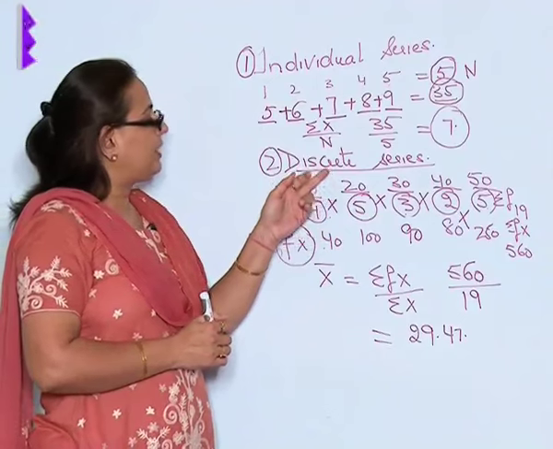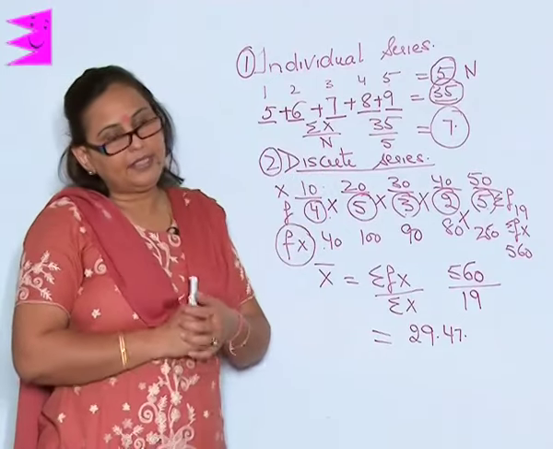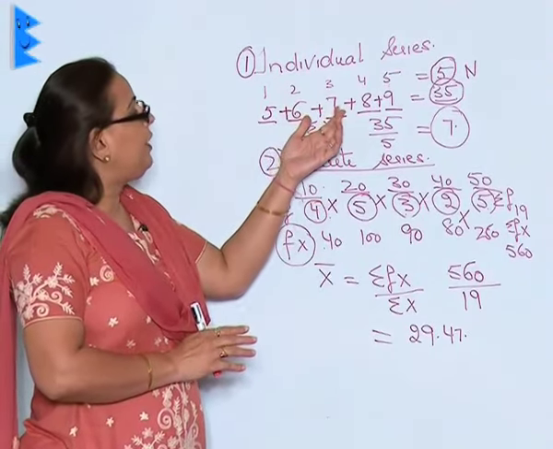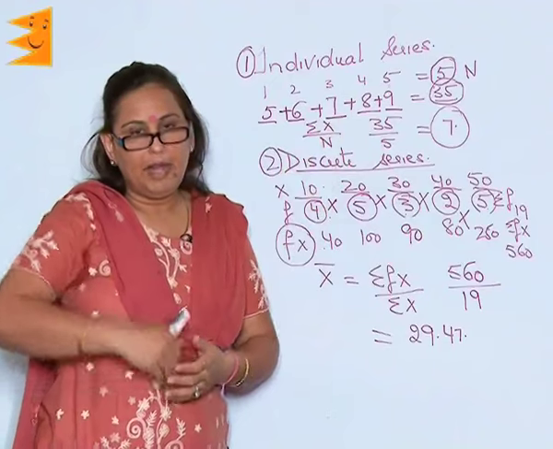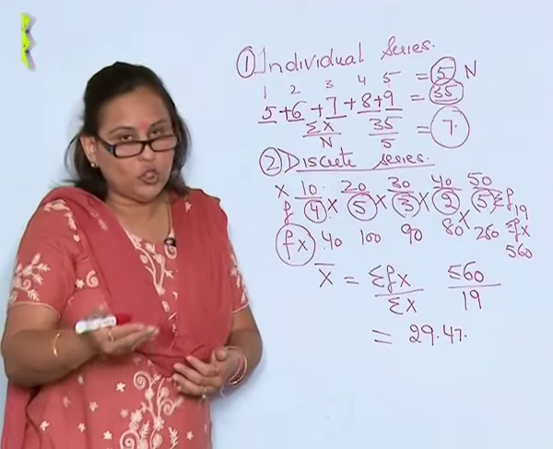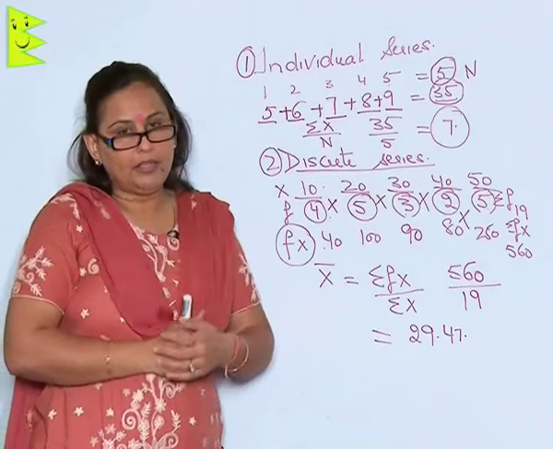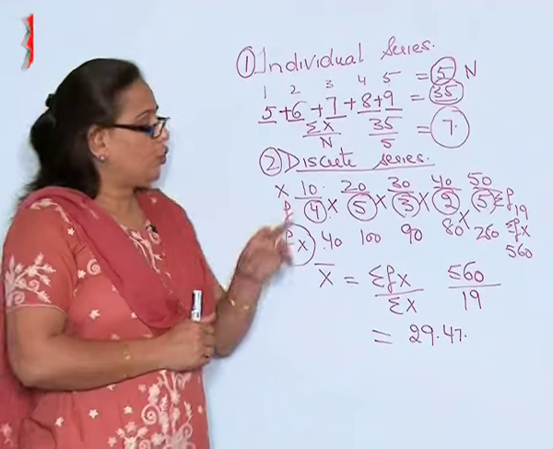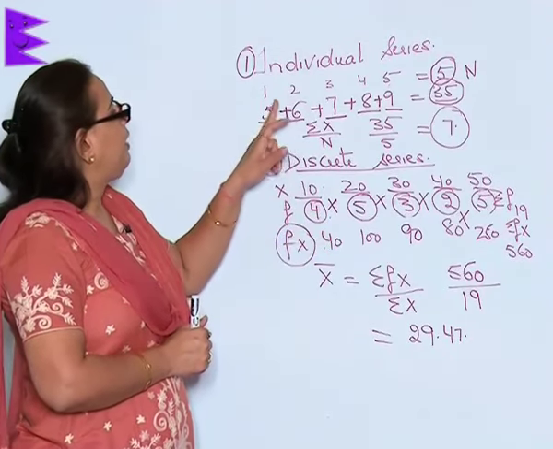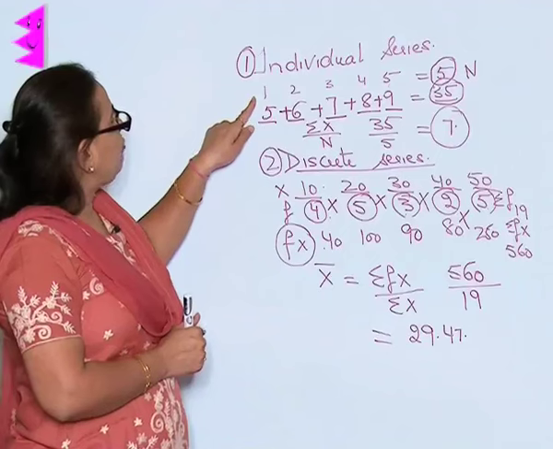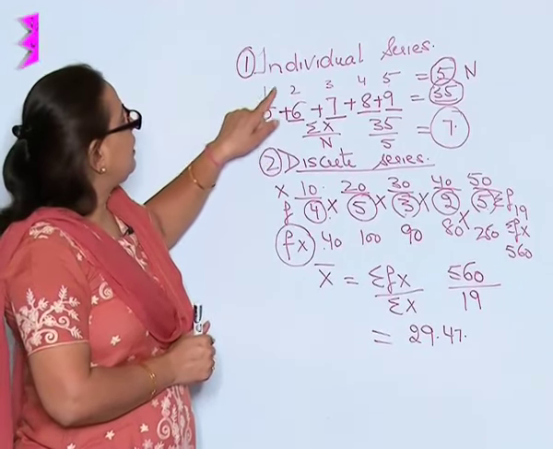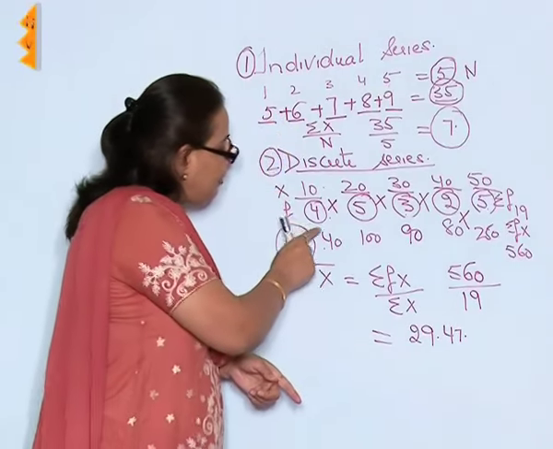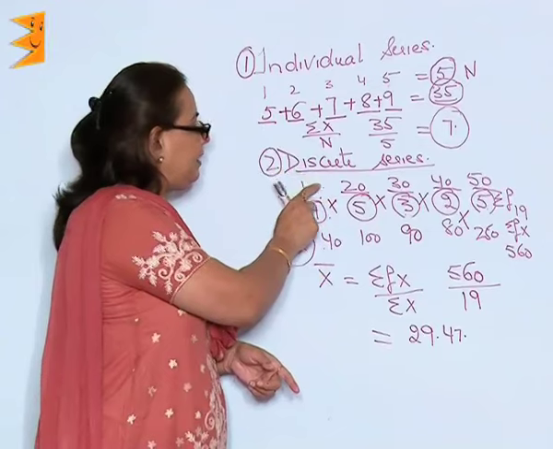Now, let me talk about the second one, that is the discrete series. In the discrete series, it is not an individual who is getting the marks, but there are more than one students getting those marks, or the number of laborers getting that kind of salary. So, the frequency which shall occur will be more than once. Here only one student was getting 5 marks, the second student was getting 6 marks, but here the number of students obtaining the marks shall be more.